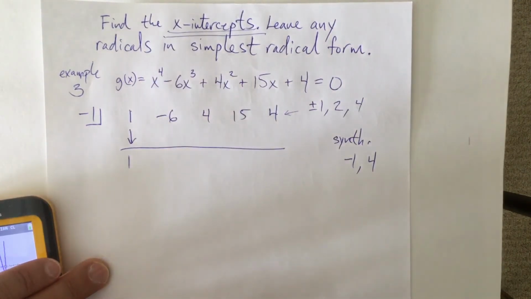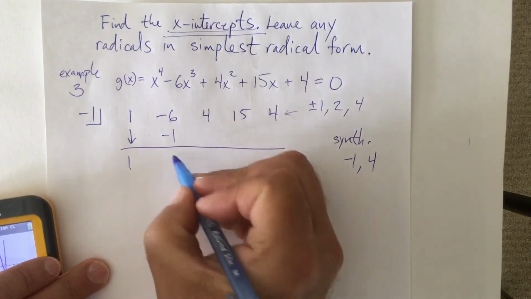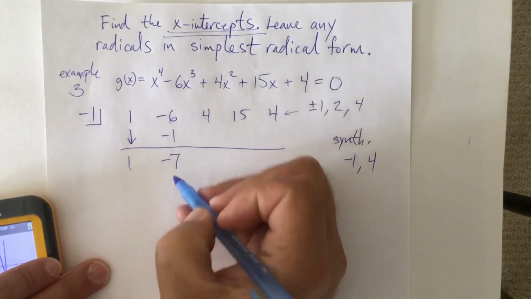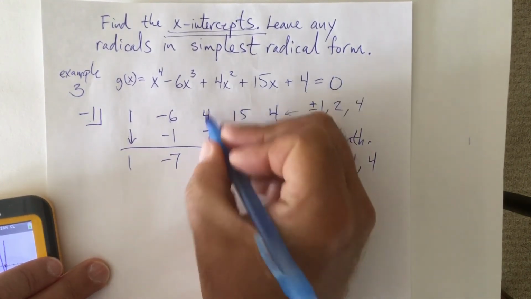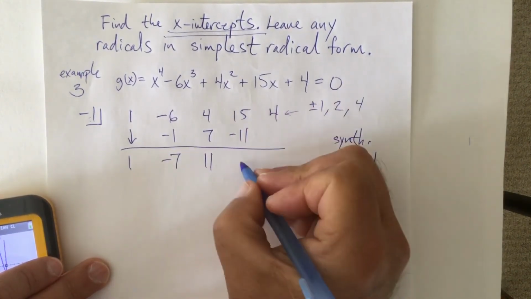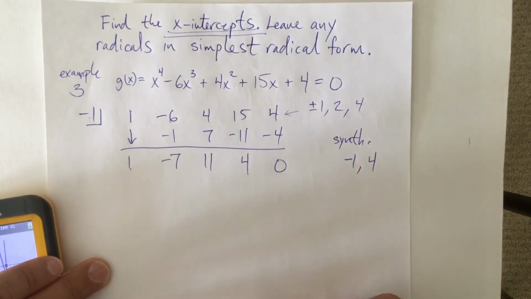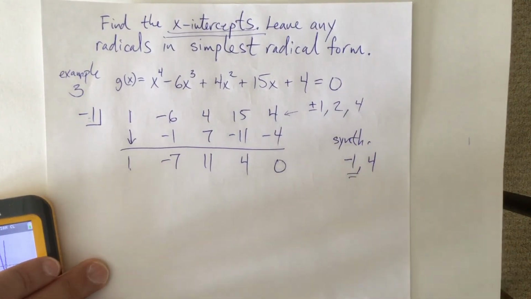So I'm going to do -1 times 1. That's -1. Add down, I get -7. -1 times -7 is 7. Add down, I get 11. -1 times 11 is -11. Add down, I get 4. Cha-ching. So I did verify. That is one of my answers.